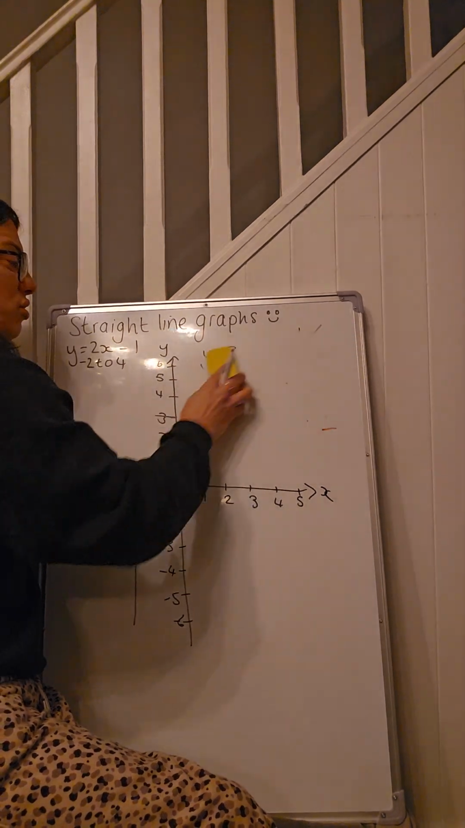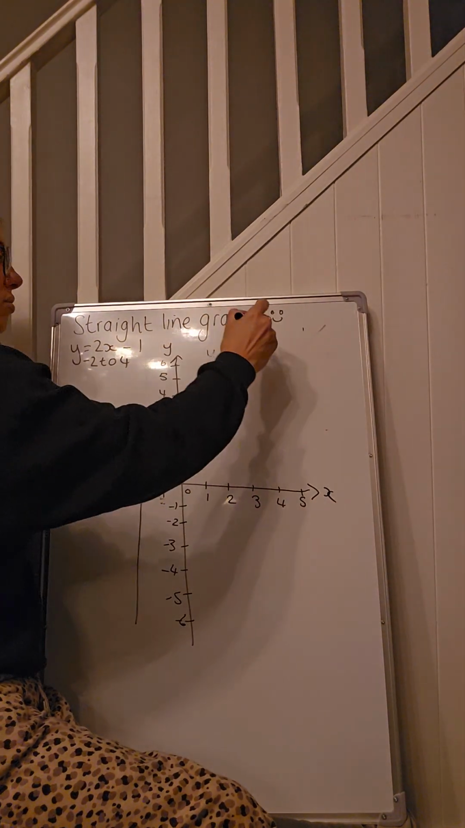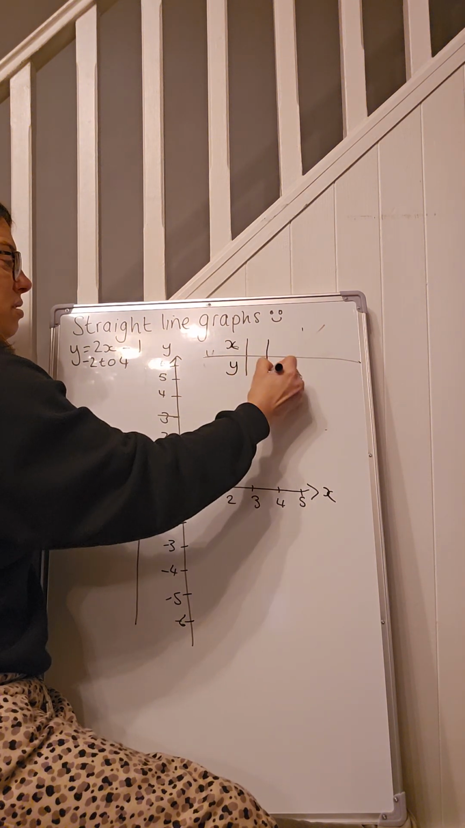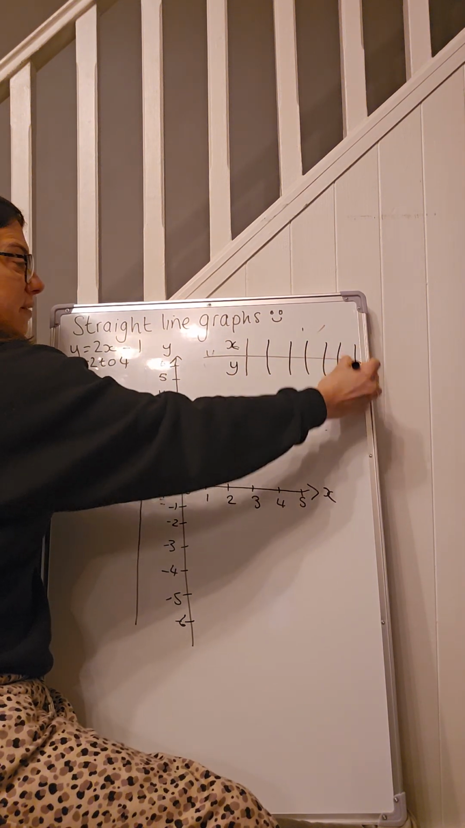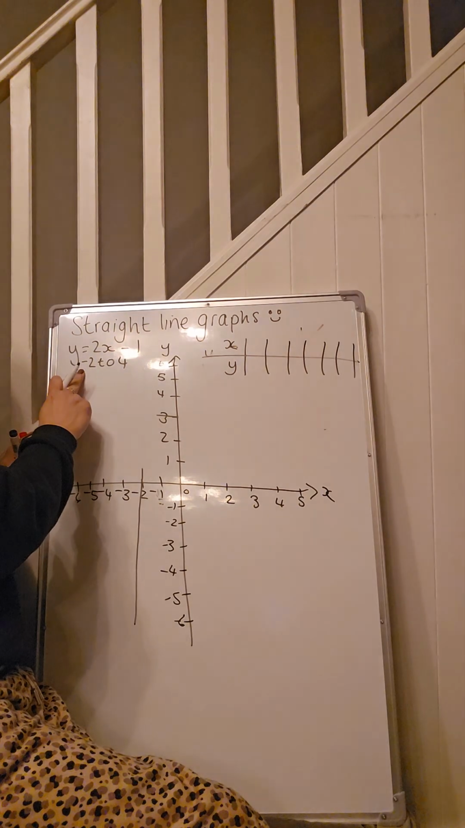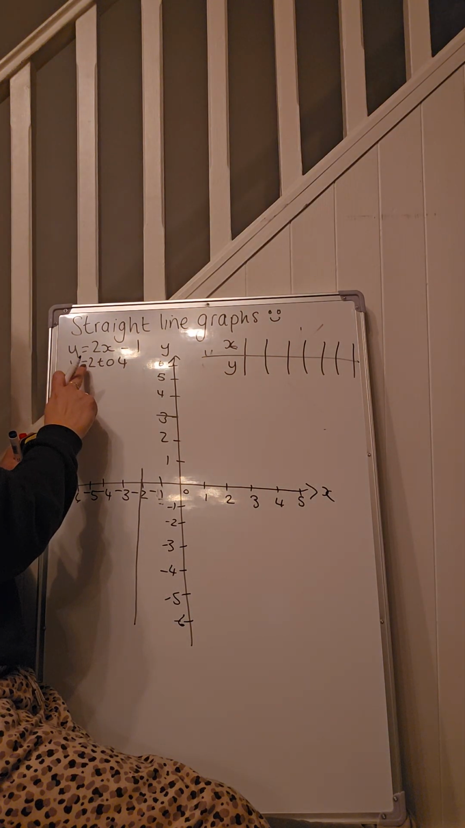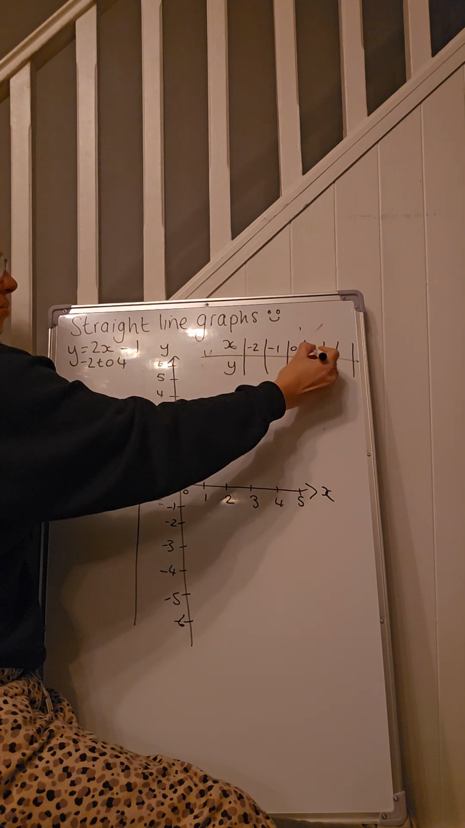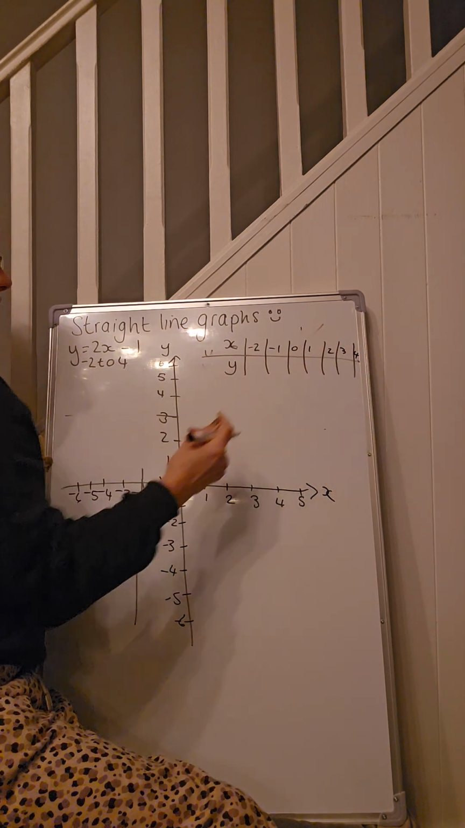Okay, so this is when you draw your little grid. So draw your table, you put x at the top, you put y at the bottom, put some lines in. And then they've asked in the question where x is minus 2 to 4, so you would then fill it in: minus 2, minus 1, 0, 1, 2, 3, 4.